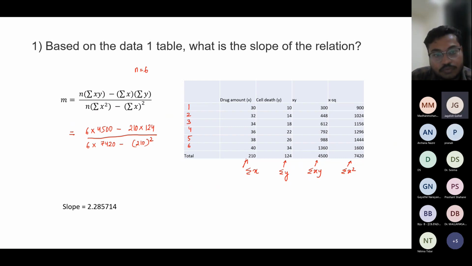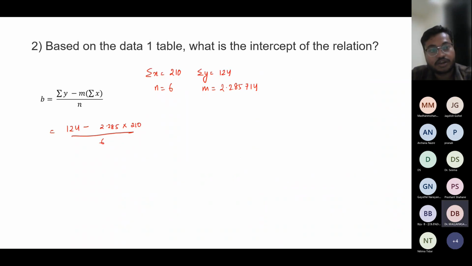Because actually we calculated using the Excel function, so I need to make such type of calculation. You calculated using the Excel function, but in the exam you can't do that. No? Yeah, that's why. Now can you please go to the second? Yeah, you guys can write the formula. So the second one's formula is this: summation of y minus m times summation of x, divided by n. Sir, can you explain questions 1, 2, 3 and 4?